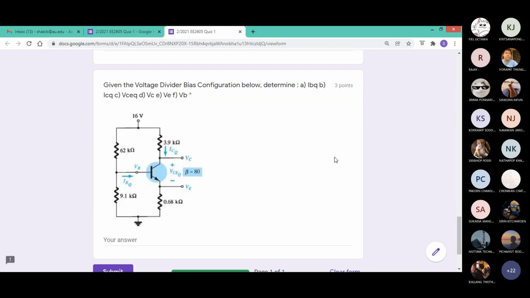Given the voltage divider configuration below, determine 6 things. Each carries 0.5 marks. What is beta times RE? We have to solve a condition, but here you have to do the exact analysis. Can we satisfy the condition, you think? You have R1, R2, and you have to satisfy beta RE must be greater than or equal to 10 R2. So beta is 80, RE is 0.68. How much is beta RE? 80 times 0.68, how much is it?